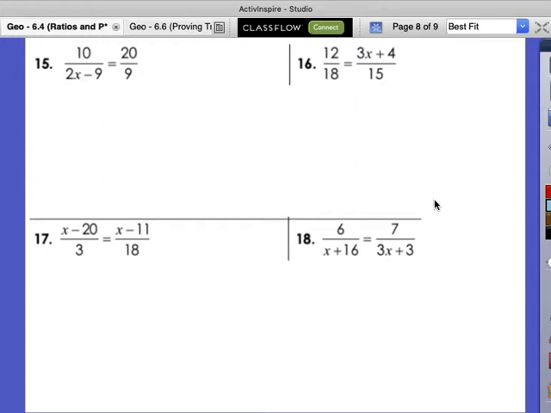Yep, because you did this times this, so you crossed them. So we can do 10 times 9. Can I run it? Of course you can, if you want to. Equals, yep, times, and we want to put the 2x minus 9 in parentheses.